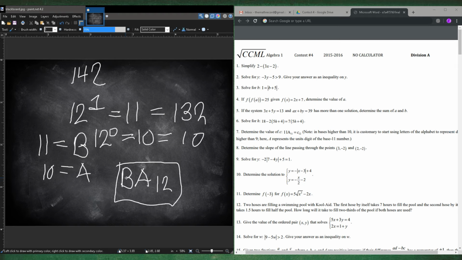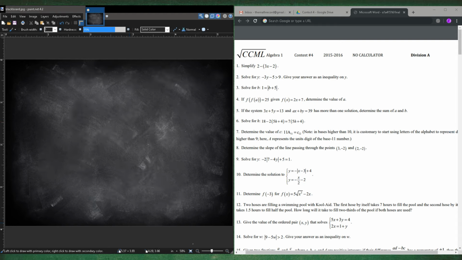We can check by doing the math on it. B, which is 11, so it will be 11 times 12 to the power 1, and then A, which is 10, times 12 to the power 0. And that should equal 142. So the answer is just BA base 12.